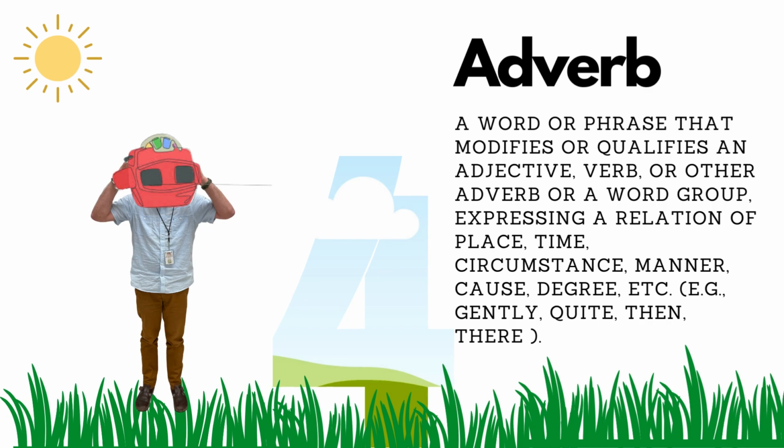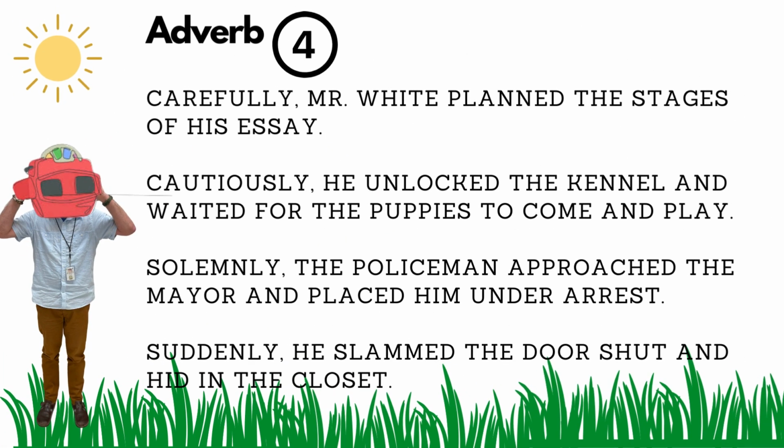And then we have the mentor sentences, always leading with Strunk and White's. Carefully, Mr. White planned the stages of his essay. Cautiously, he unlocked the kennel and waited for the puppies to come and play. Solemnly, the policeman approached the mayor and placed him under arrest. Suddenly, he slammed the door shut and hid in the closet. So students can quickly get this just by looking at the mentor sentences. You as expert teacher just break down the language of it, break down the parts of speech. Maybe you want to write a couple of mentor sentences yourself. In my packet, I have hundreds of them.